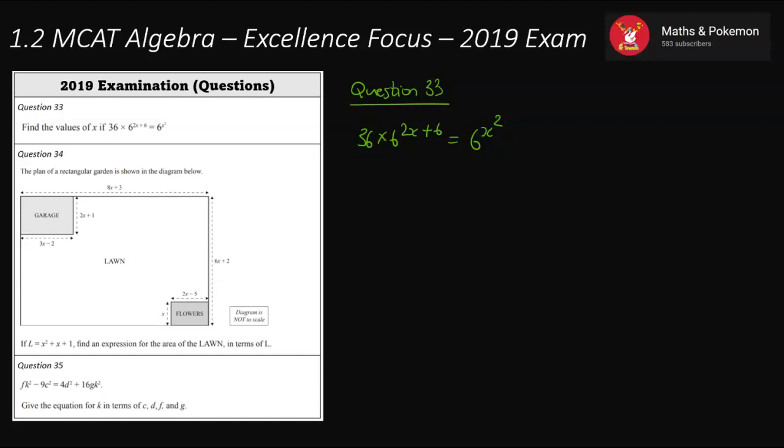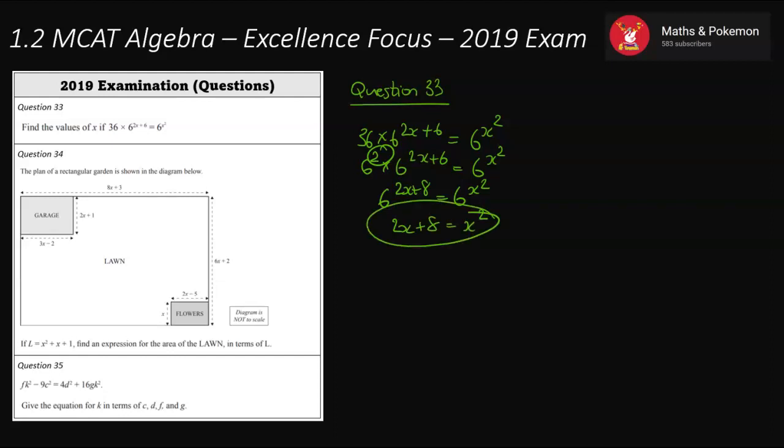So 36, I'm changing that to 6 squared. So 6 squared times 6 to the power of 2x plus 6 equals 6 to the power of x squared. We're going to add the powers on the left hand side. So 6 will be the base number. Adding the powers together will be 2x plus 8. So I've added 2 to 2x plus 6. That is equal to 6 to the power of x squared. The 6's or the base numbers can cancel, leaving me with 2x plus 8 equals x squared.